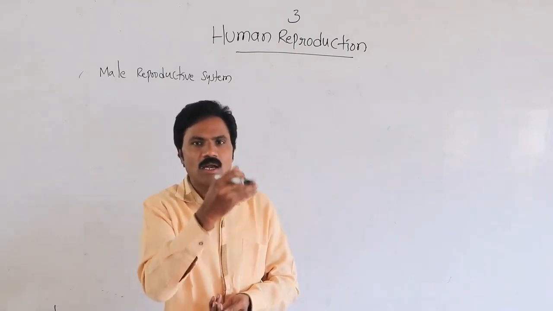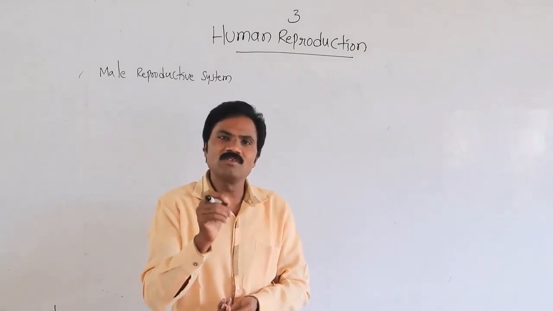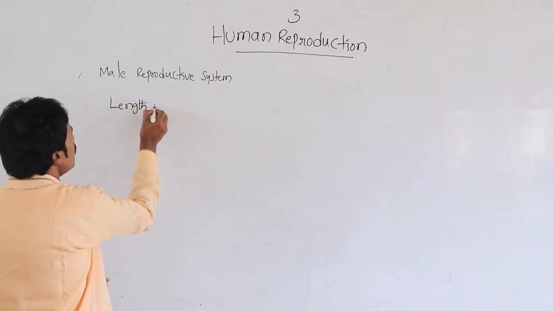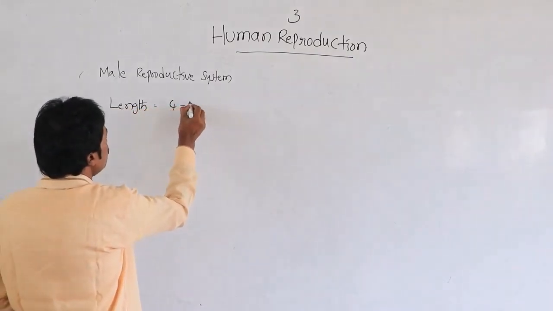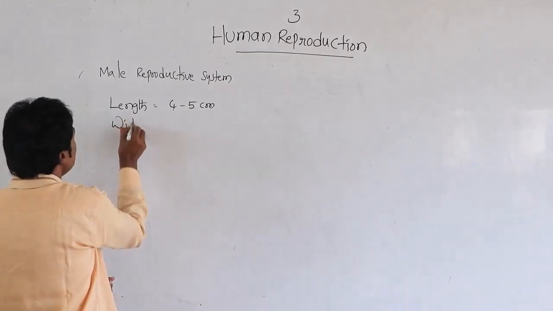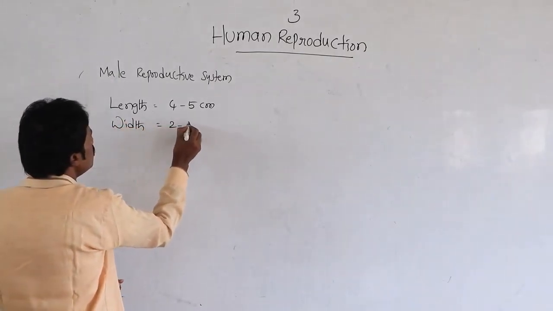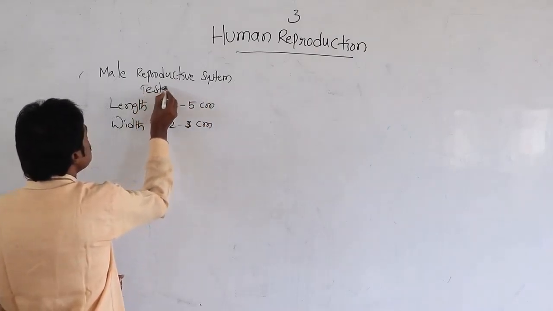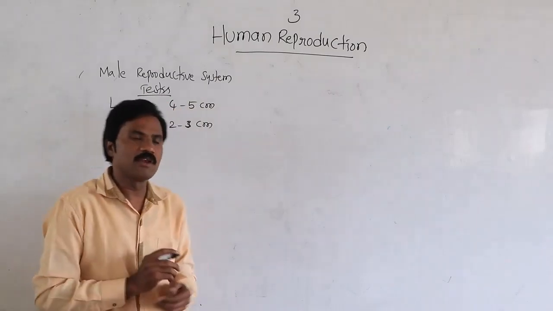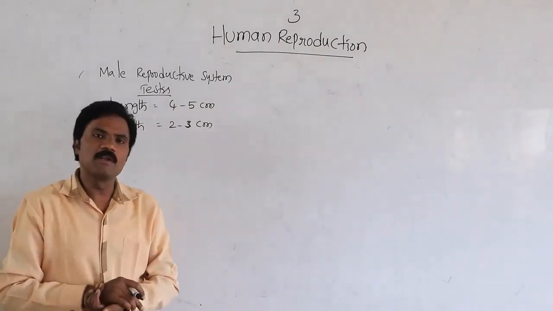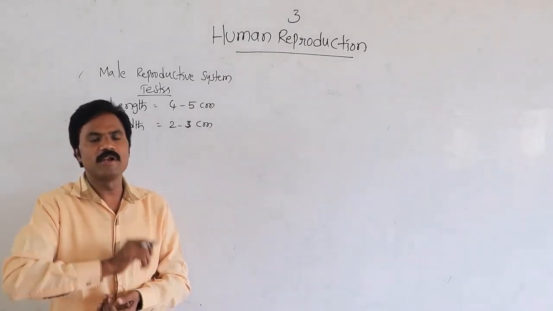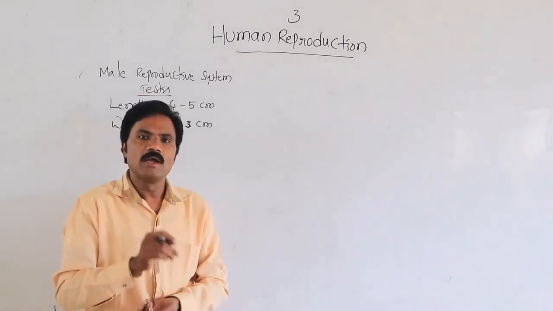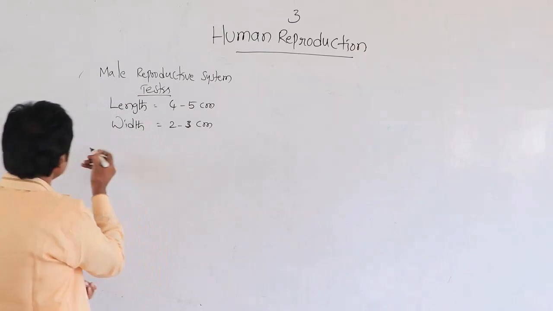The testis, the longitudinal section, and what is the length of the testis? That is 4 to 5 centimeters. What is the width? 2 to 3 centimeters. So in relation to the testis, length is 4 to 5 centimeters, width is 2 to 3 centimeters. Under each and every testis, 250 testicular lobules are present, and under each lobule there are 1 to 3 seminiferous tubules.